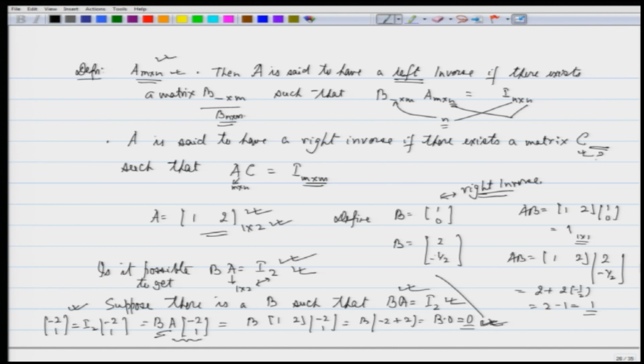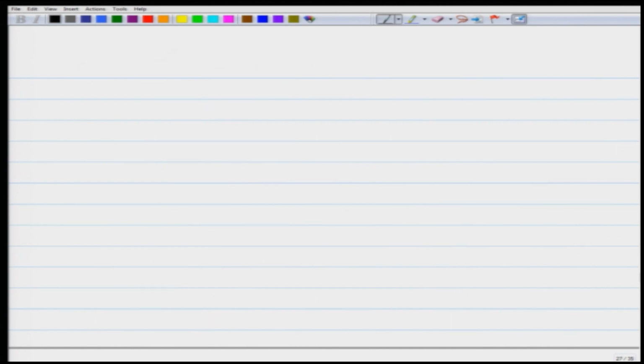So, I may have a left inverse, I may not have a left inverse, I may have a right inverse, I may not have it, all these questions come into play. But this is true only when we are looking at A which is M cross N, or a rectangular matrix. Now, what happens if A is a square matrix? So, suppose A is N cross N, so a square matrix.